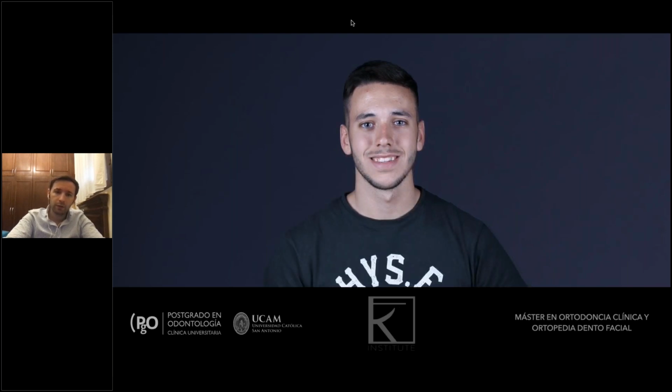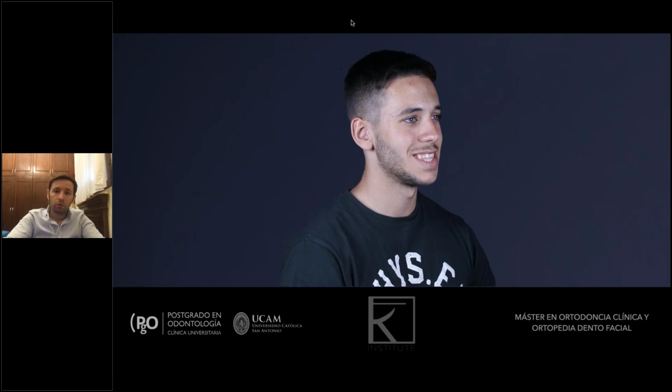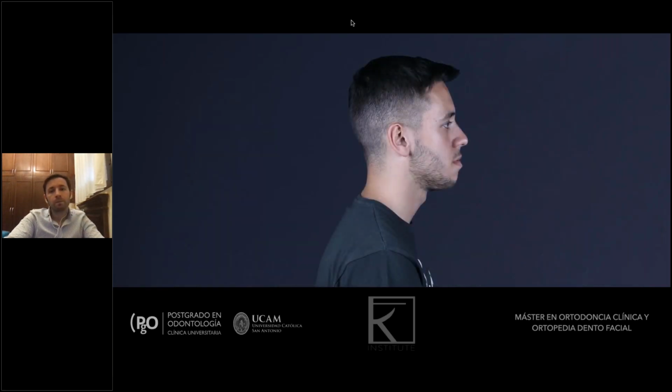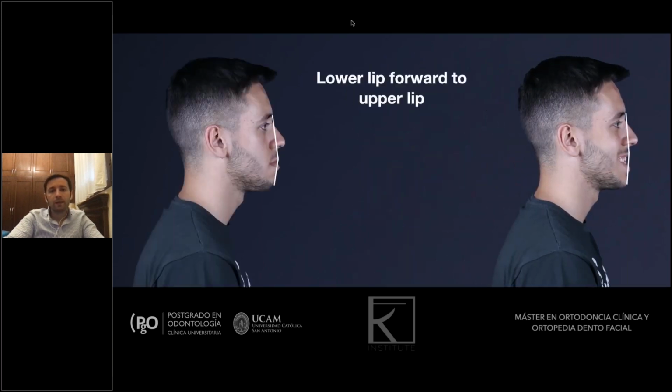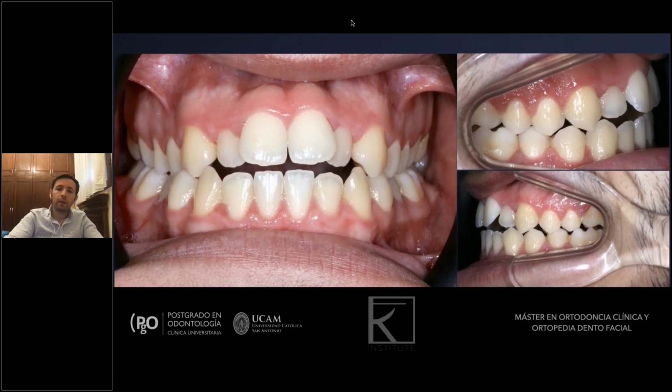Look at the situation. When we analyze the face, we are going to see that there is an increased lower facial height. In the 3/4 photos, we are going to see, look at, that there is no cheekbone. Okay, it is difficult to see the cheekbone. And when we see the profile, we are going to see that the lower lip goes forward when he smiles. Okay, so let's go to the occlusal photos.